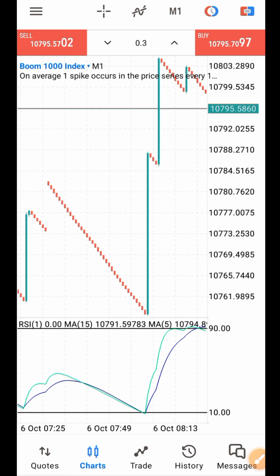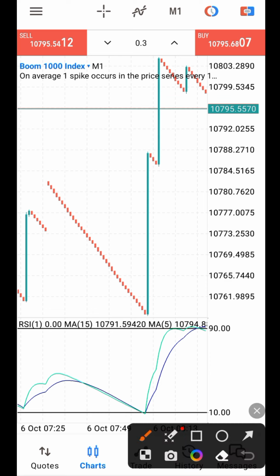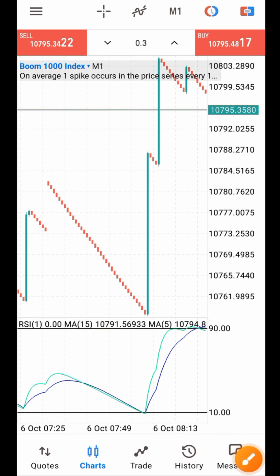I've already explained that the RSI below 10 indicates oversold, while above 90 indicates overbought, so we are expected to buy at the 10 level and we are expected to sell at the 90 level. So how do you use this to catch spikes?